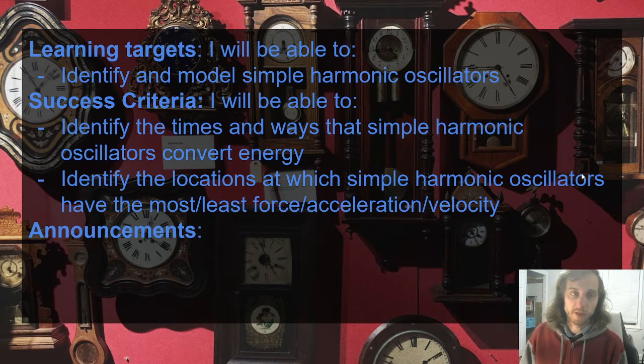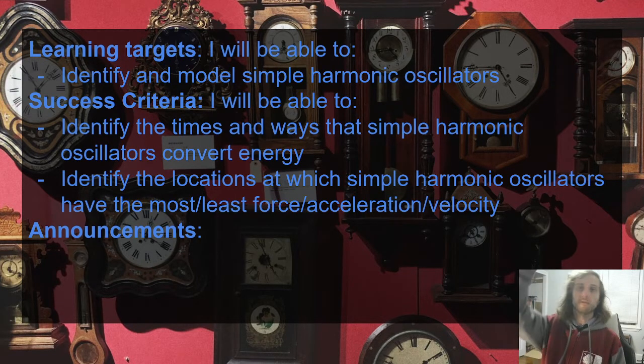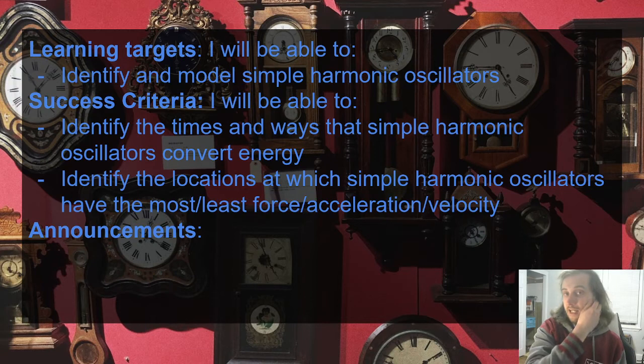Ideally, by the end of the day, you should be able to identify and model simple harmonic oscillators. So both figure out if something will be a simple harmonic oscillator or not, and then derive the equations for how it will move, including the period equation and all of the different kinematic equations for where it'll be, how fast it'll be going, and how much it'll be accelerating at different times along the way.